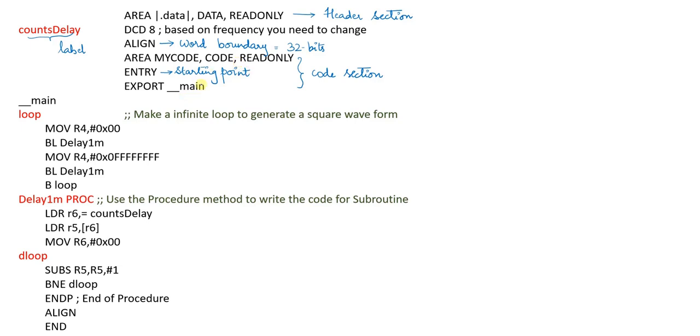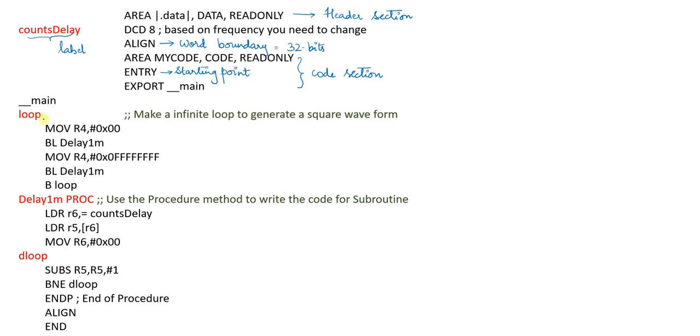And export, space, underscore underscore main. Basically it is telling you that we are exporting this particular symbol __main, making it accessible to external modules or the linker.